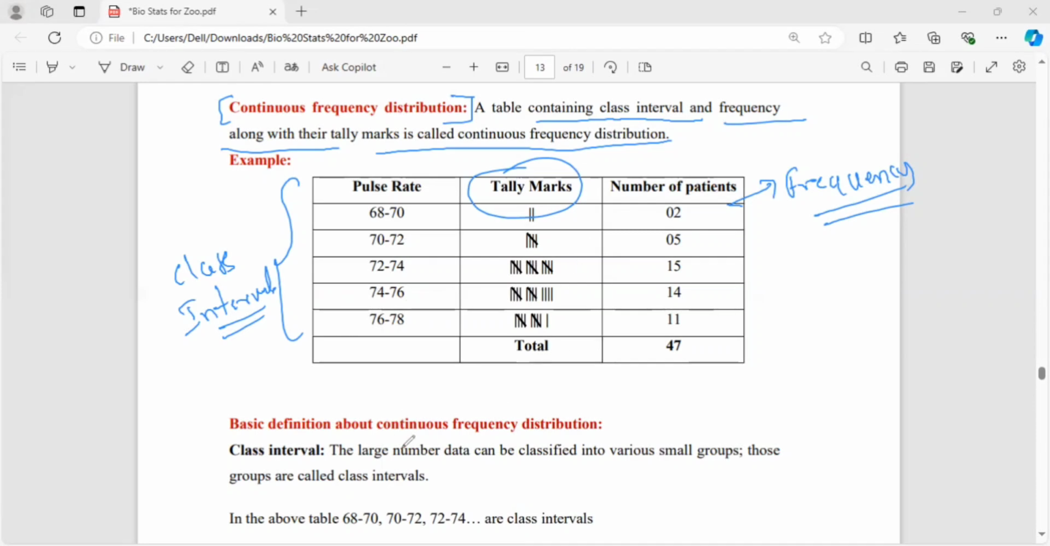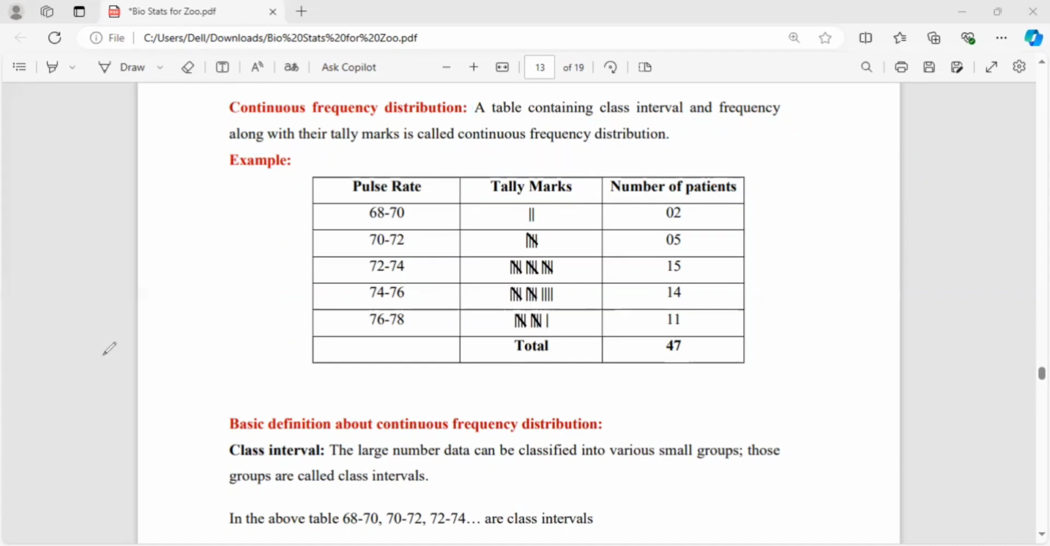Now we'll discuss some basic definitions related to continuous frequency distribution. In the definition of continuous frequency distribution, I used the word class interval. So now we'll discuss what we mean by class interval, what we mean by class frequency, what the midpoint of the class interval is, and what the size of the class interval is. Likewise, we have 5 basic definitions to discuss.